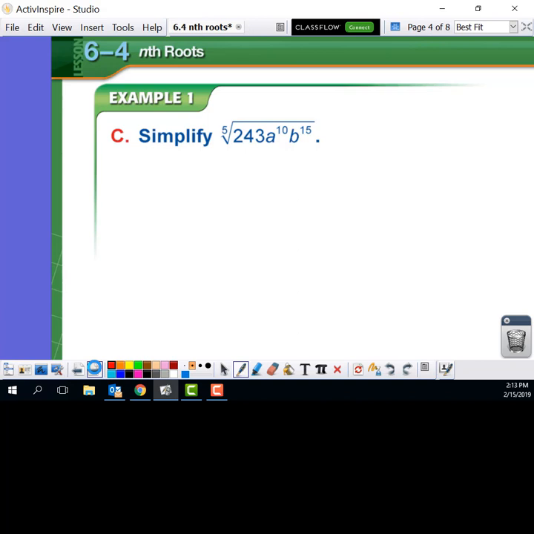Off the top of my head, I don't know what the 5th root of 243 is, but I'm going to take a wild guess and check on my calculator that it's 3. So I'm going to punch in 3 to the 5th, and there it is. I see that I have 243. So here's how I'm going to rewrite this: the 5th root of 3 to the 5th, a to the 10th, b to the 15th. Then I'm going to take each one of these individually and see what comes out.